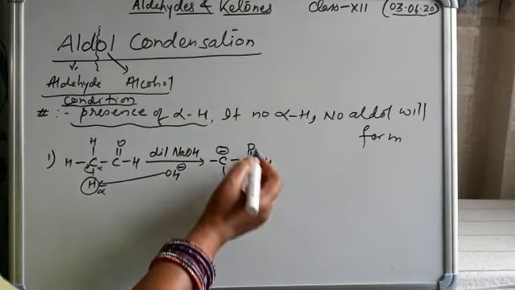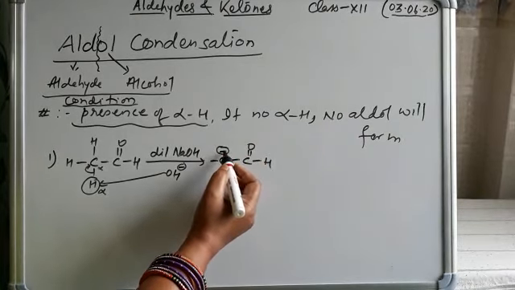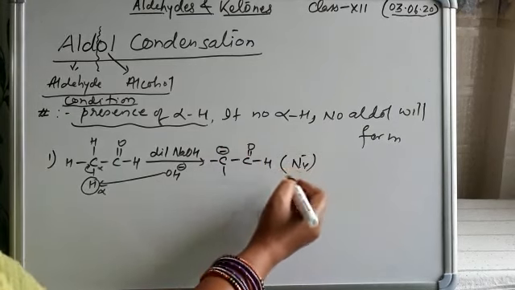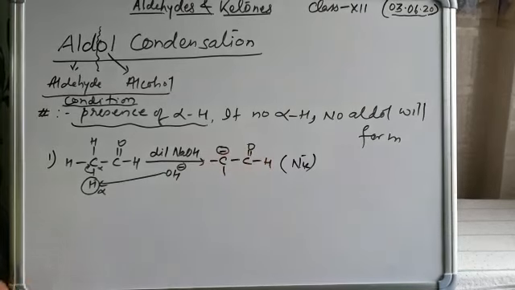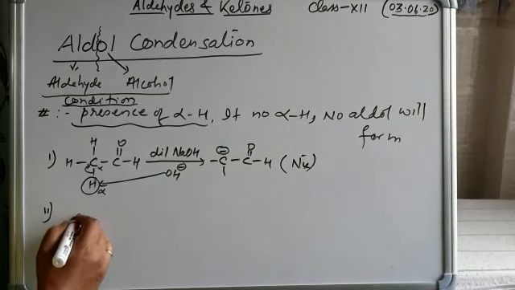Formation of enolate ion or carbanion. Here the presence of negative charge on the carbon makes it a nucleophile. Here we generate at first the nucleophile. In the second stage, what happens?